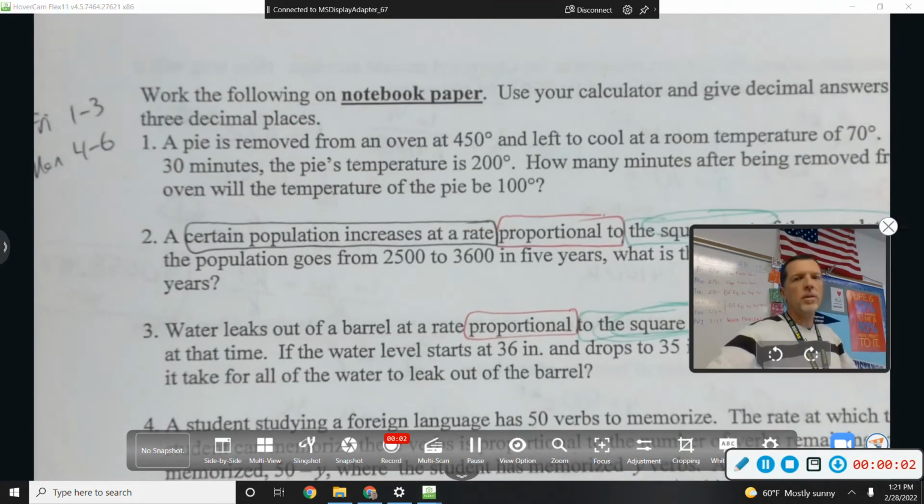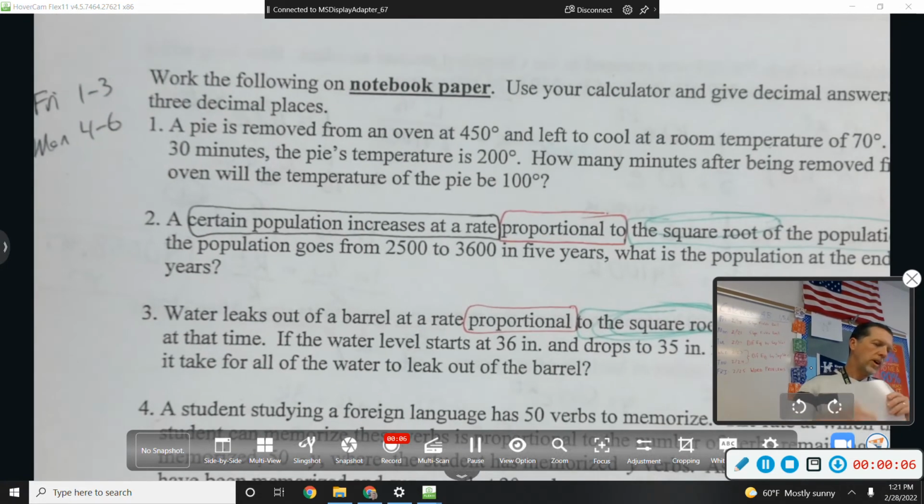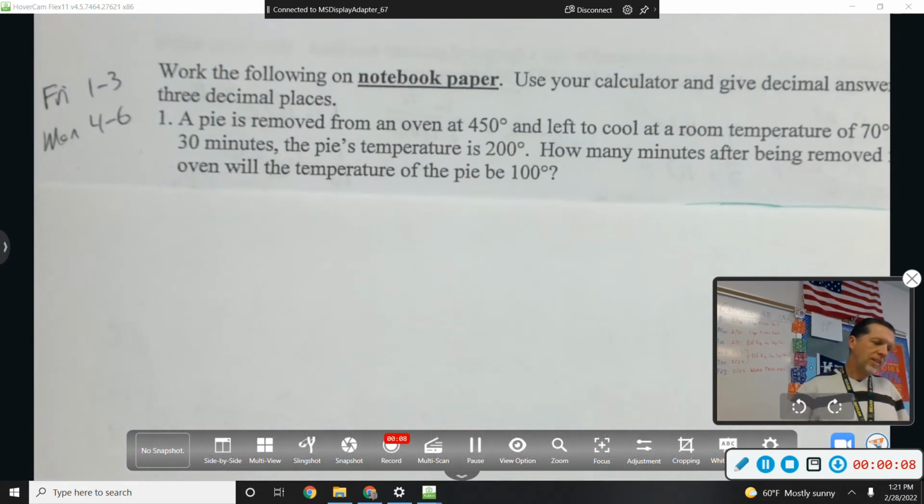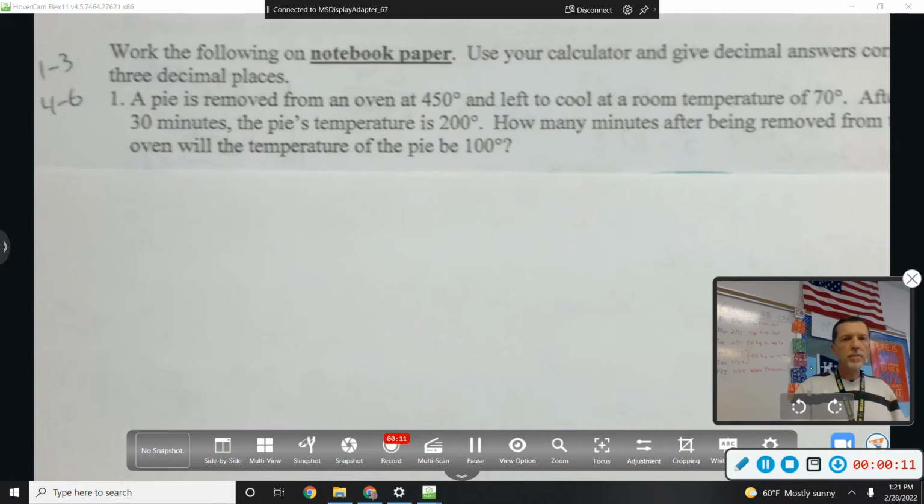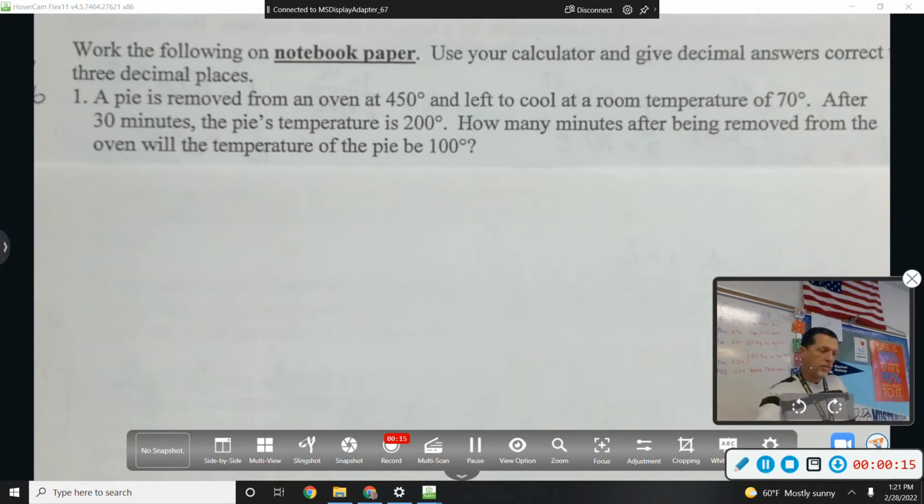So looking at number 1, this was a great pick by you guys because there's one on the test similar to number 1. All right, a pie is removed from an oven at 450 degrees.